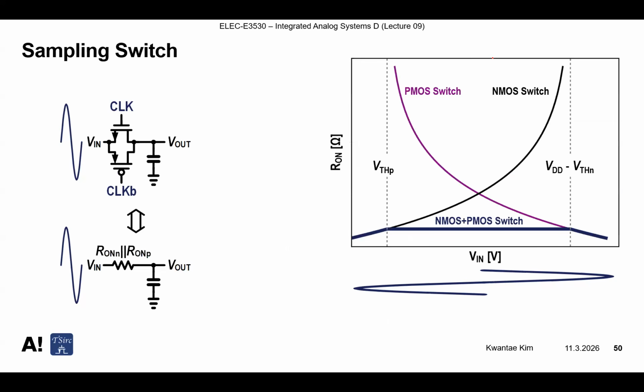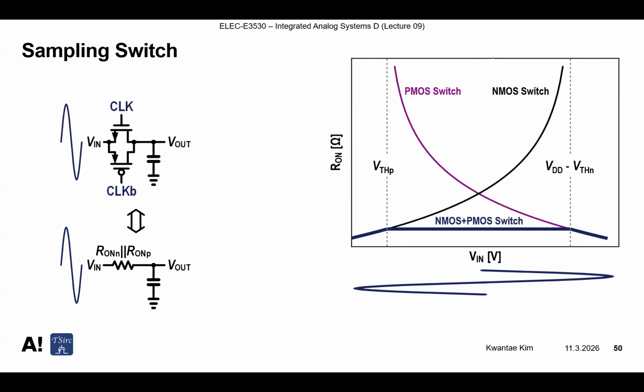So to tackle this issue, we can put two switches in parallel. One is an NMOS switch, and the other is a PMOS switch. One switch has the clock, the other switch, the PMOS, has the flipped polarity, clock bar. That goes to R on N in parallel with R on P. So the NMOS switch's on resistance, and the PMOS switch's on resistance.